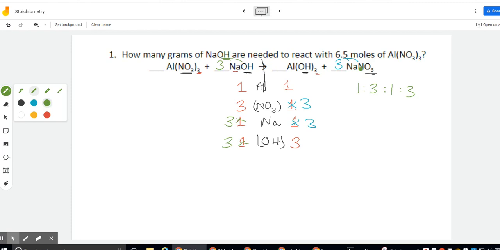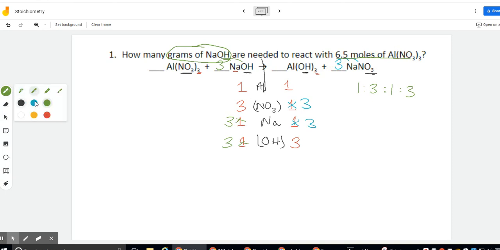All right, so if I have my, how many grams of NaOH? So I'm going to go ahead and circle what my goal is: how many grams of NaOH are needed to react with, and this is my given, 6.5 moles of aluminum nitrate, okay? So just like usual, we're going to grab what's given to us in the problem, and that's going to be going into our first box.